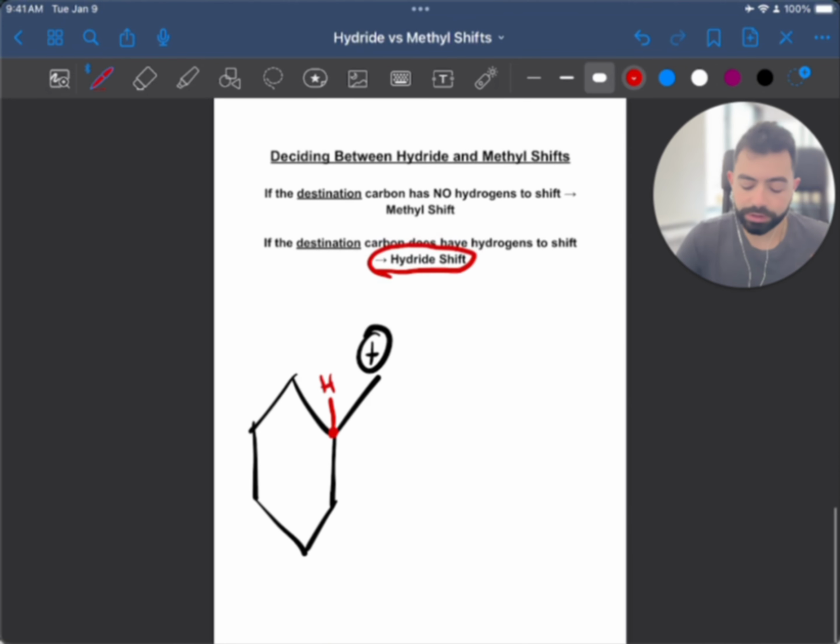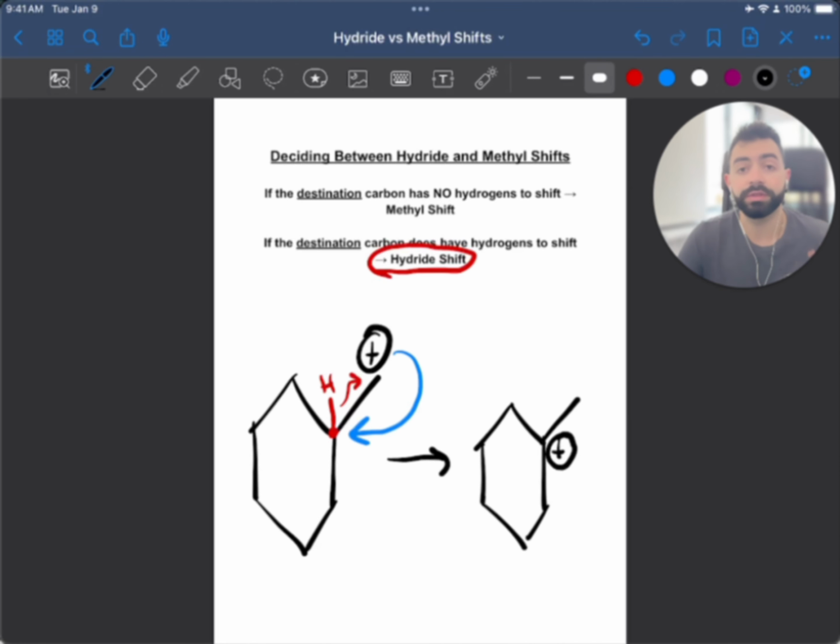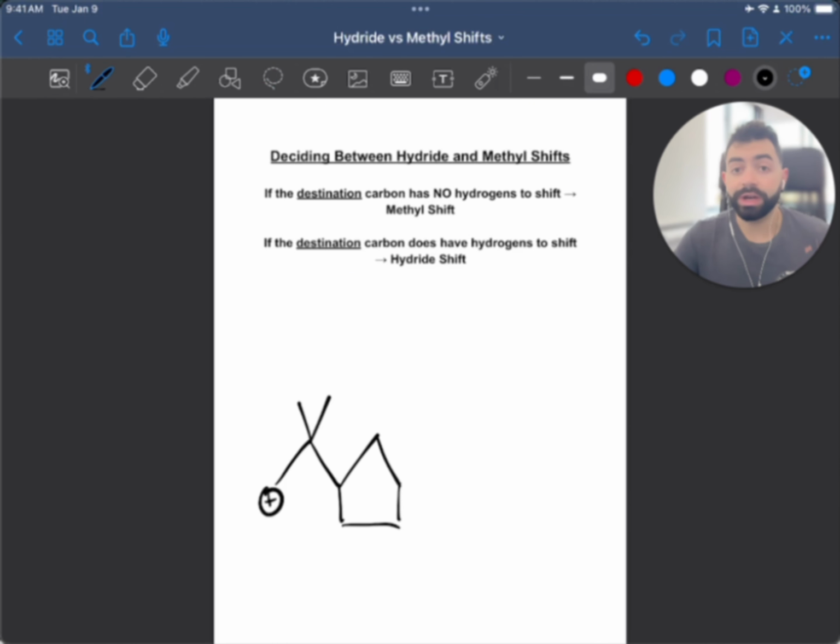So the hydrogen is going to shift towards the original carbon, and this positive charge is going to shift towards the destination carbon. And so if we draw out what we would get after this hydride shift, we're basically going to have the same exact structure, but now the positive charge is sitting on this tertiary carbon. All right, let's try another example.